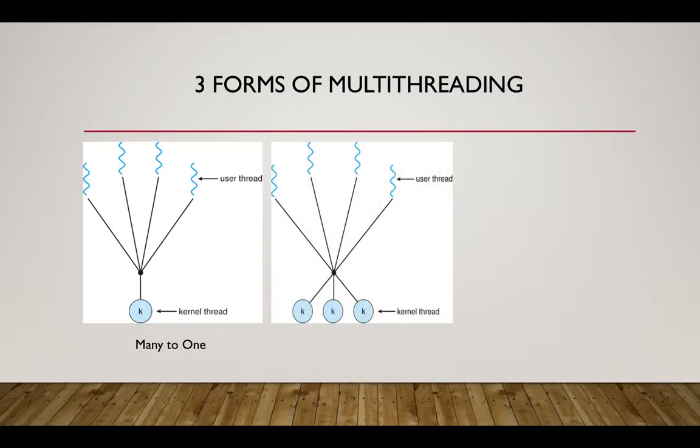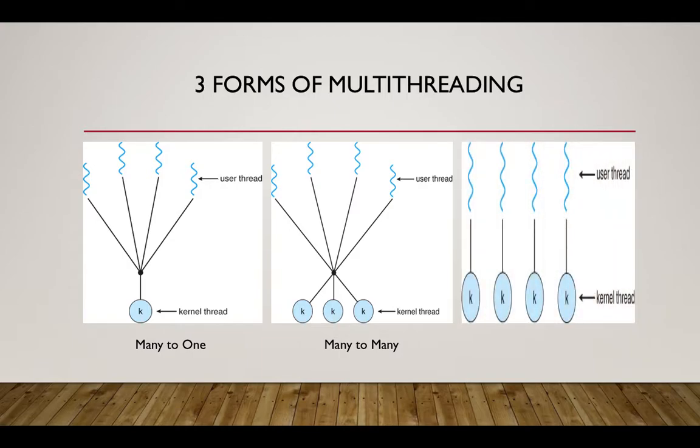A second option is many to many: many user level threads to many kernel level threads. It avoids many of the limitations while extending multi-threading capabilities even further. This model is also called the two-level model. It minimizes programming effort while reducing the cost and weight of each thread.